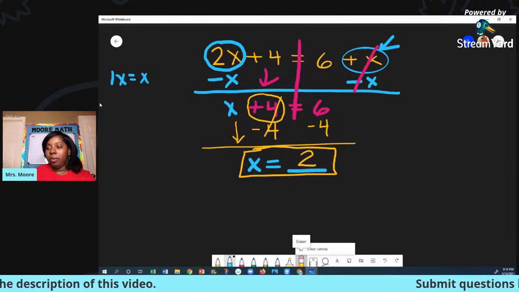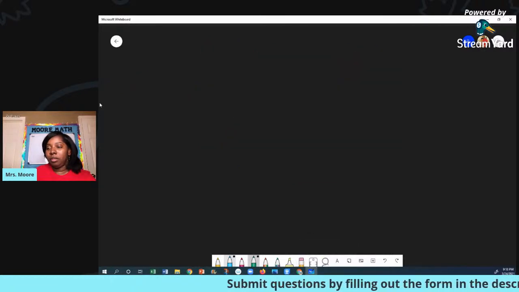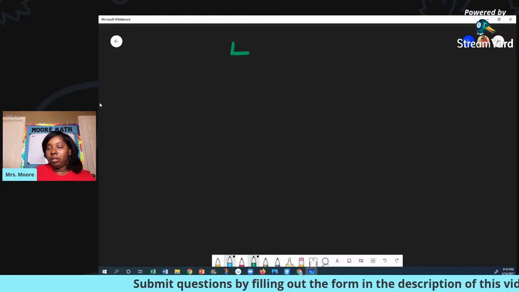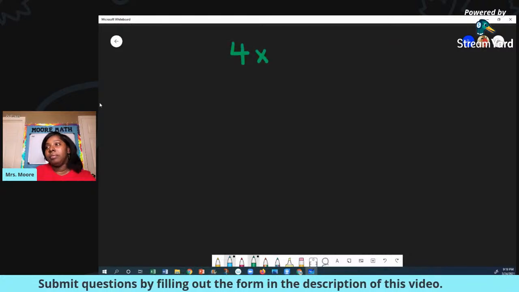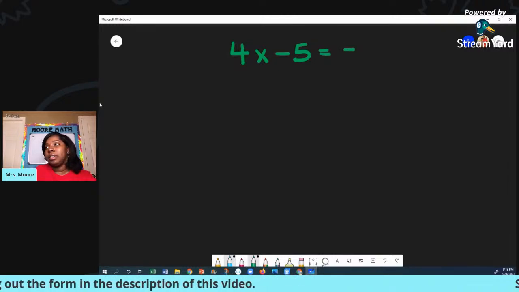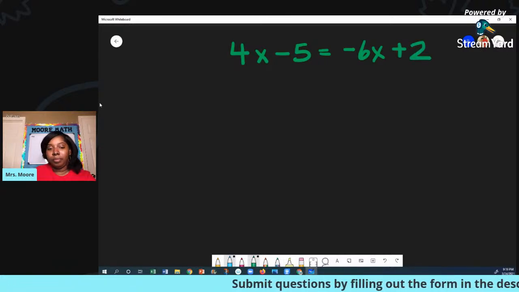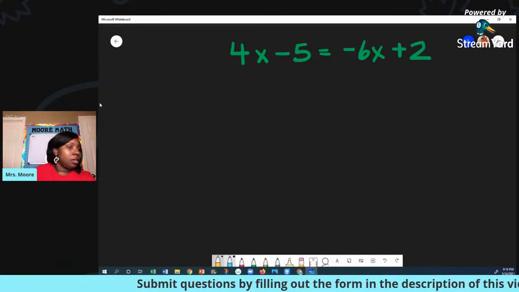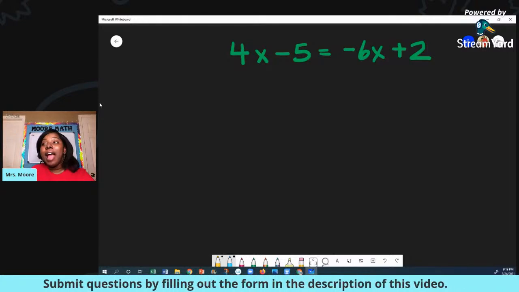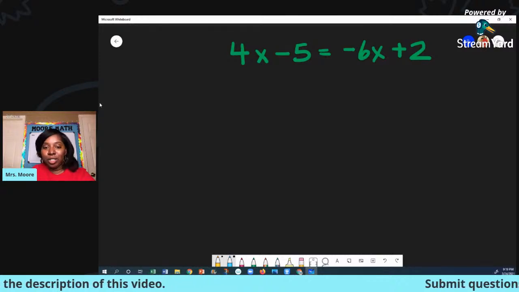Okay, I'm going to do another one, this time with different numbers. So 4x minus 5 equals negative 6x plus 2. Okay, so we have 4x minus 5 equals negative 6x plus 2.